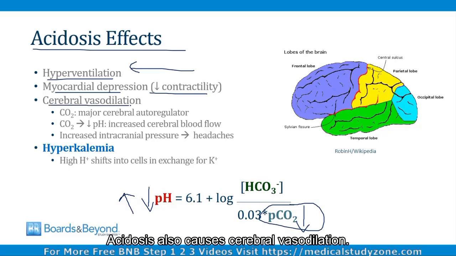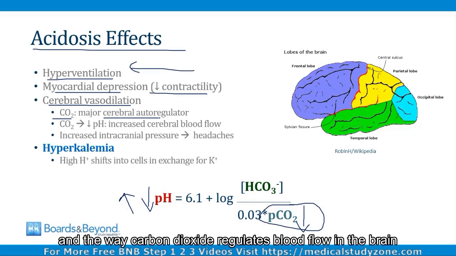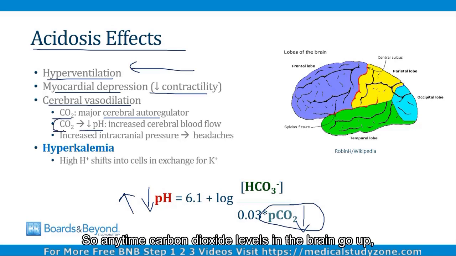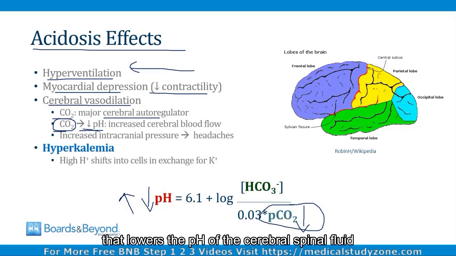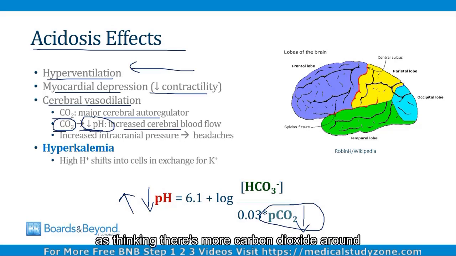Acidosis also causes cerebral vasodilation. So you may recall from physiology that carbon dioxide is a major cerebral autoregulator. And the way carbon dioxide regulates blood flow in the brain is that when the carbon dioxide level goes up, there's more blood flow to the brain. What you need to know, however, is that the way carbon dioxide controls the cerebral blood flow is by changing the pH. So anytime carbon dioxide levels in the brain go up, that lowers the pH of the cerebrospinal fluid, and that's what increases cerebral blood flow. So anytime the pH of plasma falls, that's going to lower the pH in the brain, and the brain's going to interpret that as thinking there's more carbon dioxide around, and therefore cerebral blood flow will go up.